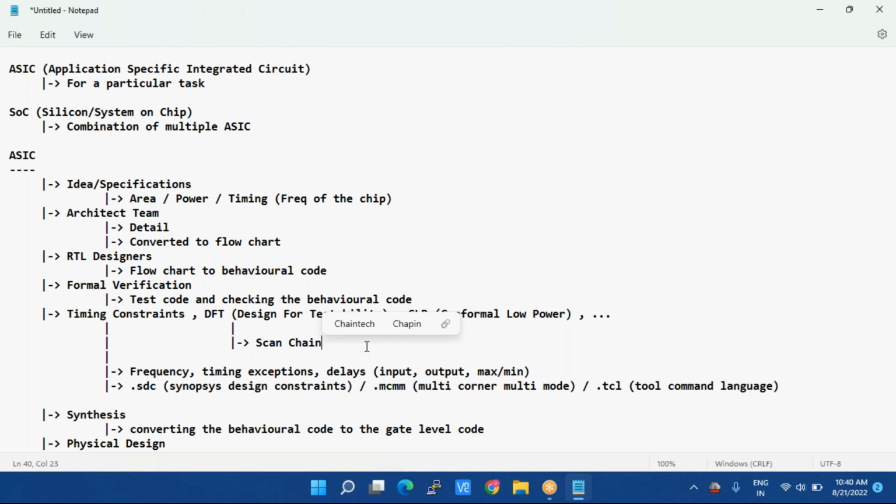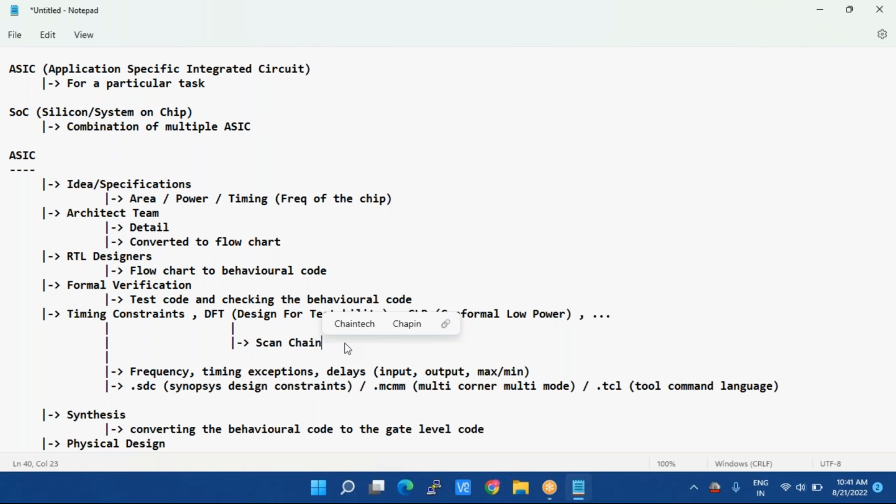Now, scan chain, first part. With respect to your behavioral code, the DFT team will modify that behavioral code slightly for the insertion of the modules required by the DFT team. As I said, ATPG, MBIST and all of that require some kind of controller circuits. For the insertion of those, the DFT team will insert them in your default codes. That first part is a slight modification in your RTL code.